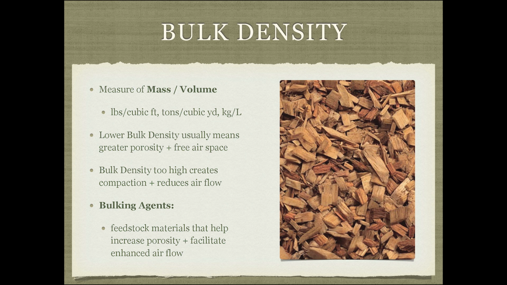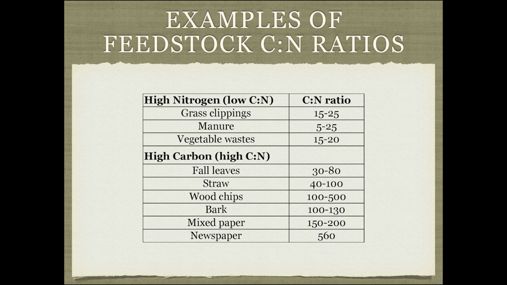The C to N ratio I mentioned. So some examples of these feedstock ratios, it's like everything has more carbon molecules in it than nitrogen molecules. So everything is going to have a higher C to N ratio. But when we're talking about high carbon versus high nitrogen materials, that's a relative statement. So like grass clippings and manure, like 10 to 20 C to N ratio, whereas wood chips are like 300 or 400. So relatively speaking, wood chips are high carbon material.